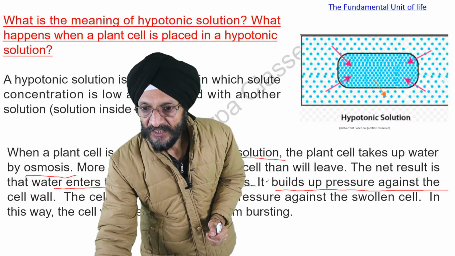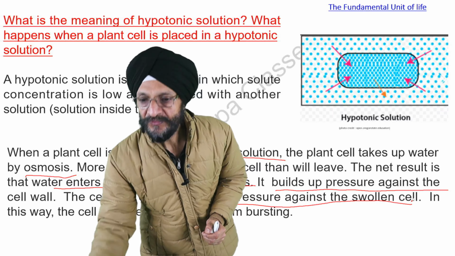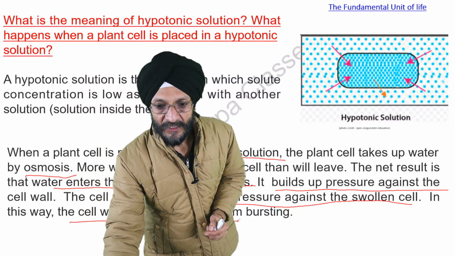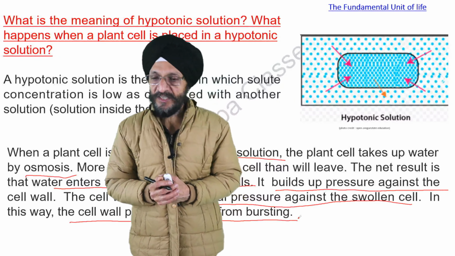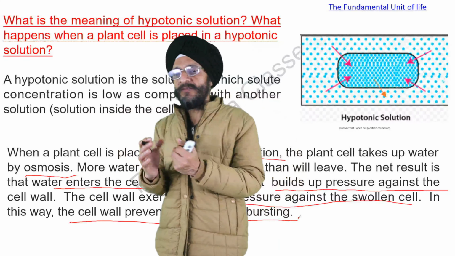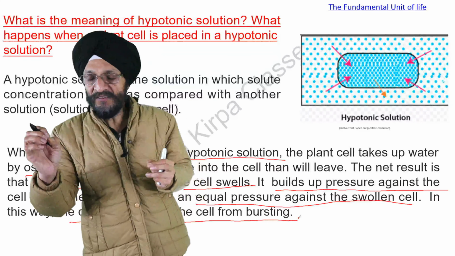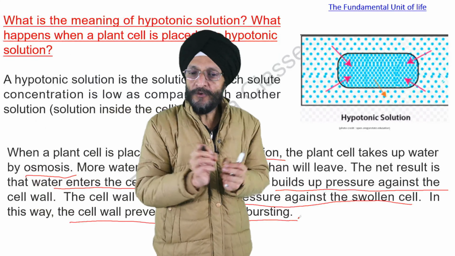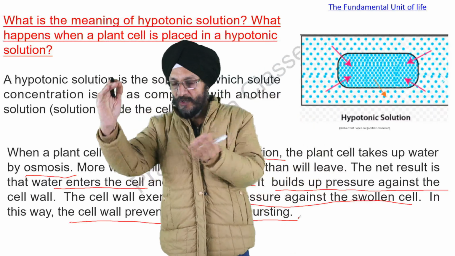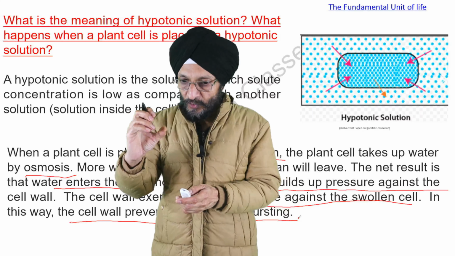The cell wall then exerts an equal pressure against the swollen cell. In this way, the cell wall prevents the cell from bursting. We can say that as more and more water is coming inside, the cell may burst, but the cell wall prevents the cell from bursting because the cell wall also exerts its pressure inside against the swollen cell.